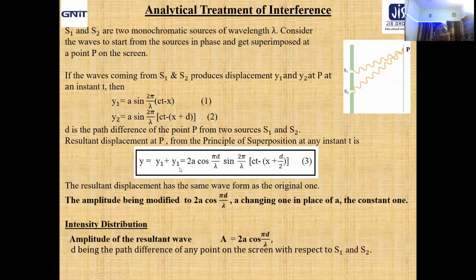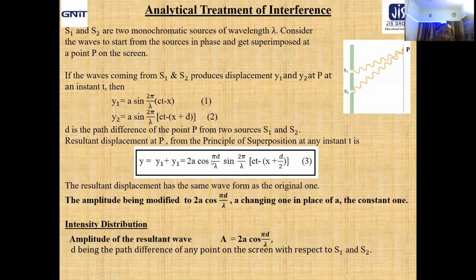y equals y1 plus y2. a is the common factor you can take outside, then it is sine C plus sine D. So, what about the net result? 2a sine 2 pi by lambda (ct minus (x plus d by 2)) into cos pi d by lambda. That means this is very easy, the sine C plus sine D formulation, and you are getting here two terms. Just take a look. 2a cos pi d by lambda, this is one term, and sine 2 pi by lambda (ct minus (x plus d by 2)), this is another term.